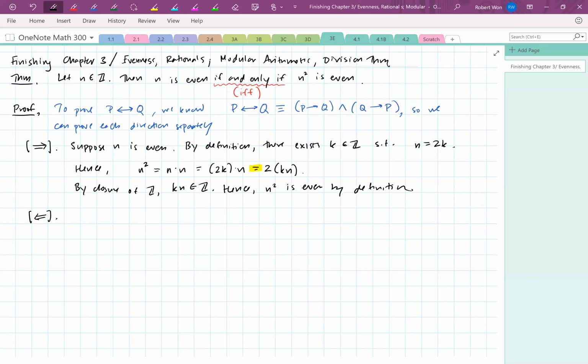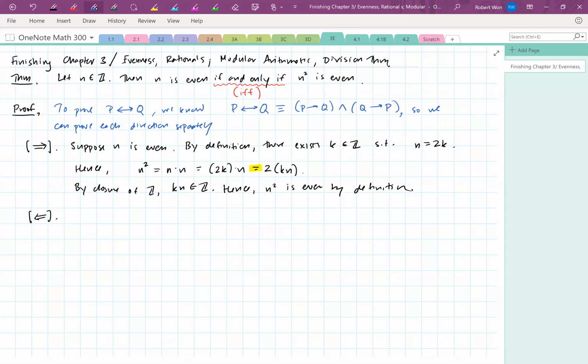Okay, now I want to prove the converse. If n squared is even, then n is even. Okay, but this is maybe a little bit more difficult, right? Because in the first direction, n was even, so I can write it as 2k, and then for n squared I have even more 2's available. So there's sort of a very direct way to go, right?